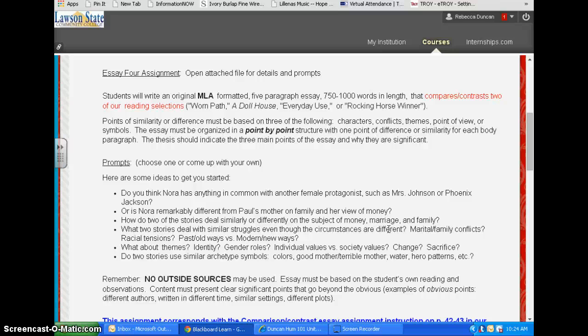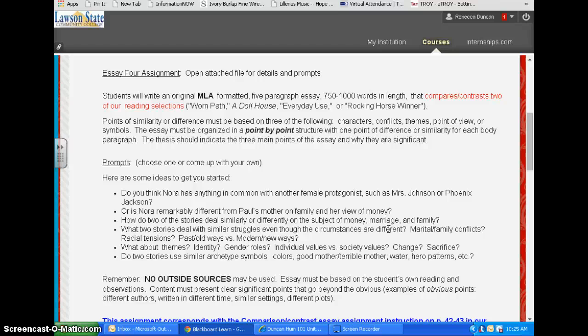How do 2 of the stories deal similarly or differently on the subject? We can make it wider than just 2 specific protagonists or characters on money, marriage, and family. So you could take, but keep it to 2 stories. Don't do different ones on each one. So you could have how Dollhouse and Rocking Horse Winter were different on money, and then on marriage, and then on family, or how they were similar. And that would be bigger than just Nora and Hester if you wanted to do that.